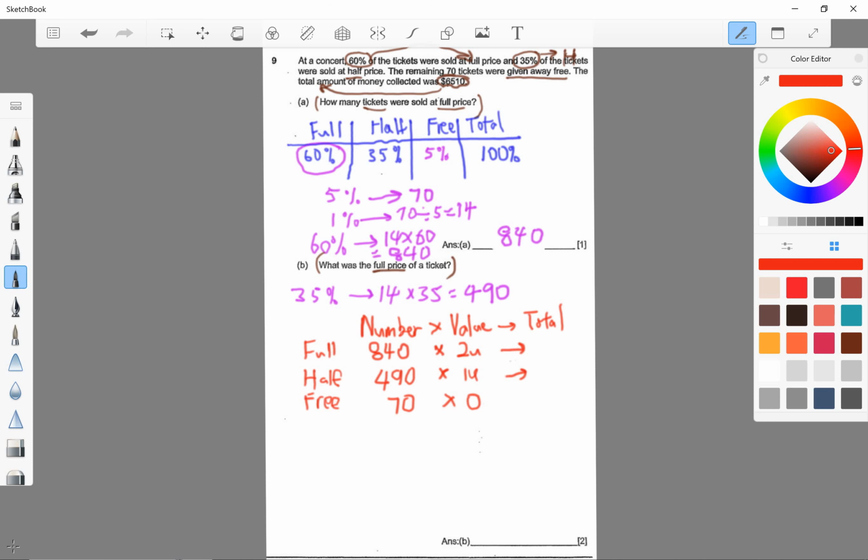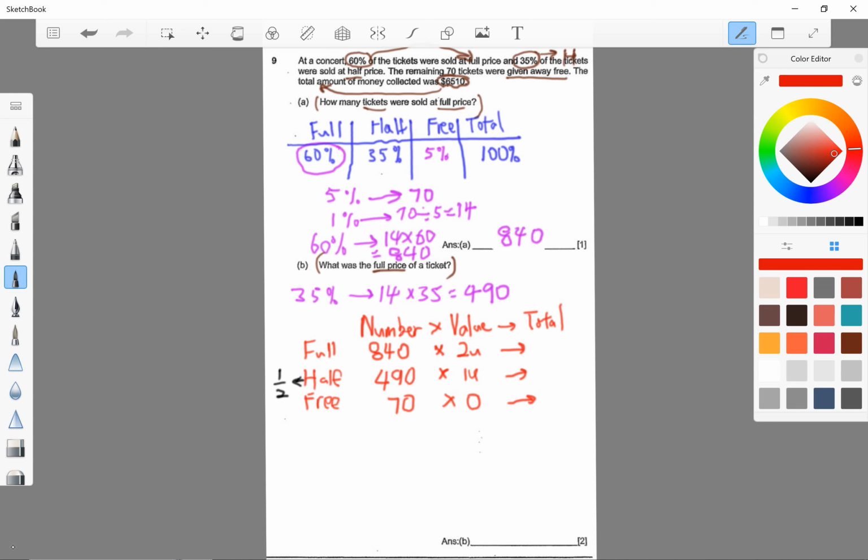So if you wonder why am I fixing the full to be 2 units, right? So we know that when something is half price, it means 1 out of 2. Because half, when you change it into a fraction, is 1 out of 2, and the denominator 2 for the half tells us that the total price has got to be 2 units, okay? So back to the number times value table.